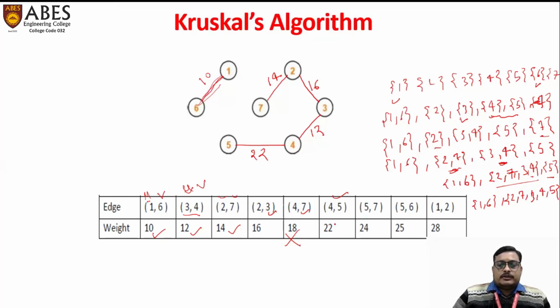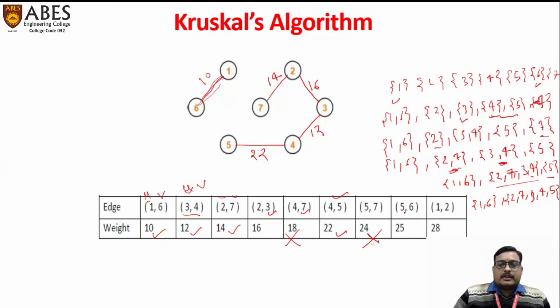Now come to this edge, which is 5 and 7. So we'll take 5 and 7. If we see here, 5 and 7 belong to the same set. So we'll discard this 5 and 7, we will not connect it.